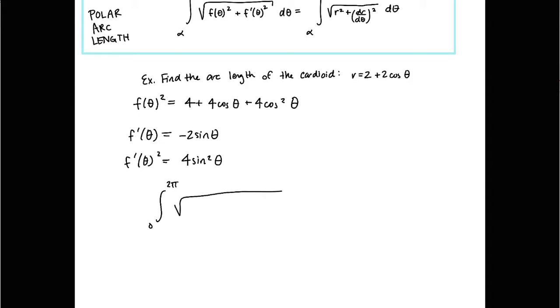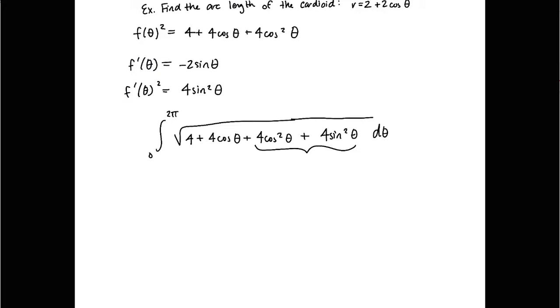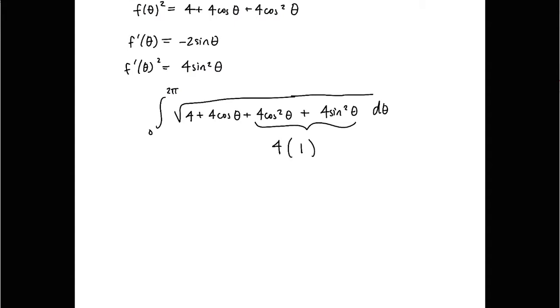So I'm computing the integral of the square root of 4 plus 4 cosine theta plus 4 cosine squared theta plus 4 sine squared theta d theta. And I'm going to clean this up a little bit. I see a cosine squared plus a sine squared with 4 out front. That's awesome because that's my Pythagorean identity. That's just 4 times 1. Okay, factor out the 4 and you're left with the Pythagorean identity. So we get 0 to 2 pi, 4 plus 4 is 8, plus 8 cosine theta d theta.